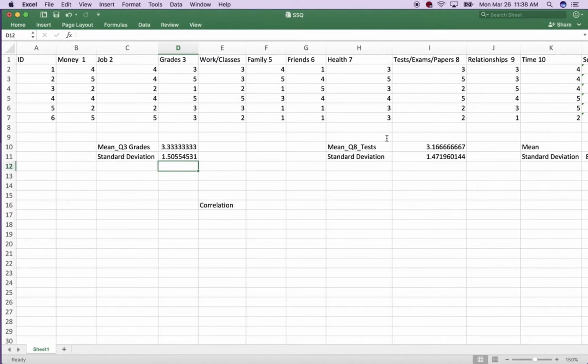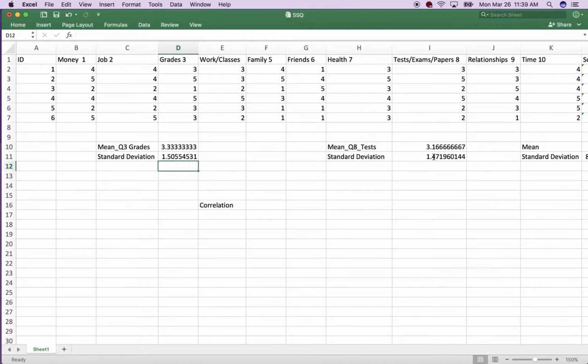And so you'll see that the mean for both of those questions is similar. It's about a 3.3 to a 3.16. So it's likely that those questions are going to be positively correlated or moving in the same direction. Standard deviation is also very similar. They're within 1 point of each other. You can see that here.